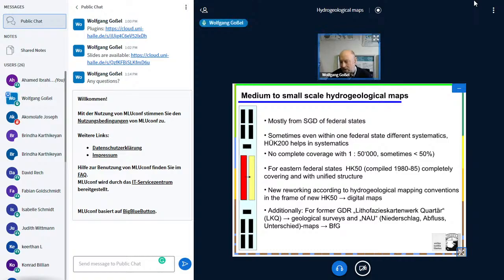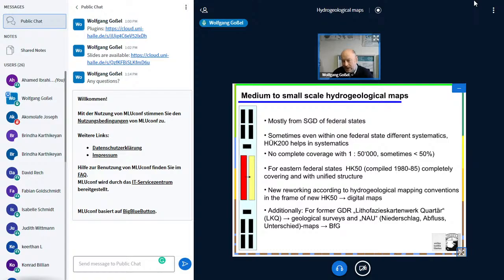About the HK50 in the Eastern Federal States, I already talked a lot. Once again, there was a question: why did they do it? Why did they compile a complete map from north to south, completely covering the former GDR? The background was that it was a resource, like a mineral resource, like gas or oil, or the lignite, or gravel. The water, the groundwater, was an important resource. Therefore, they had a strong survey, a good monitoring, and they also set up a very detailed hydrogeological map here.